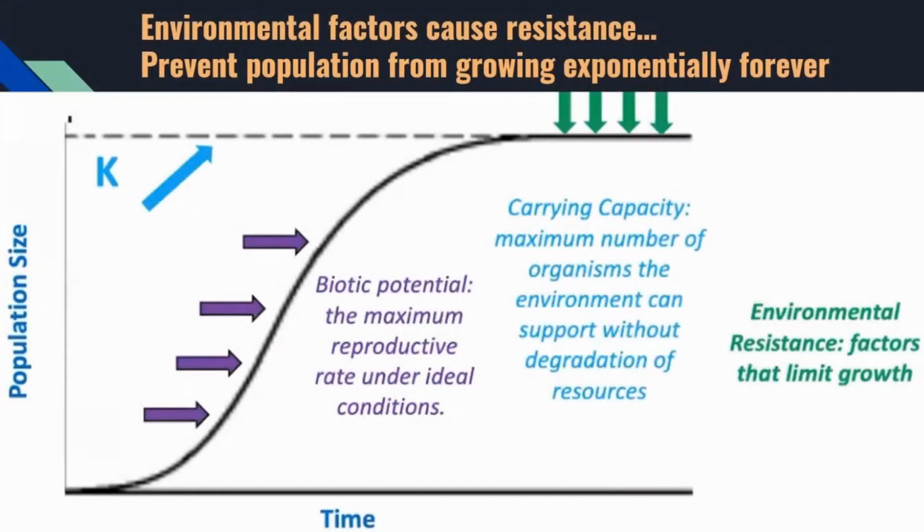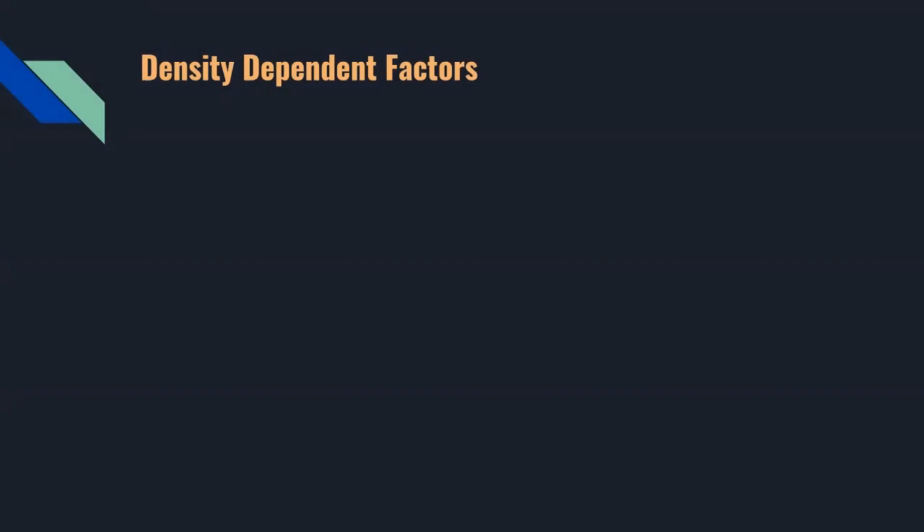Now, we've seen this graph in the last lesson, and the reason why a population's size is limited is because of environmental factors that cause resistance. It prevents the population from growing forever exponentially. Now, there are two types of factors that can cause a population to be limited or even decrease. These are density-dependent factors and density-independent factors.